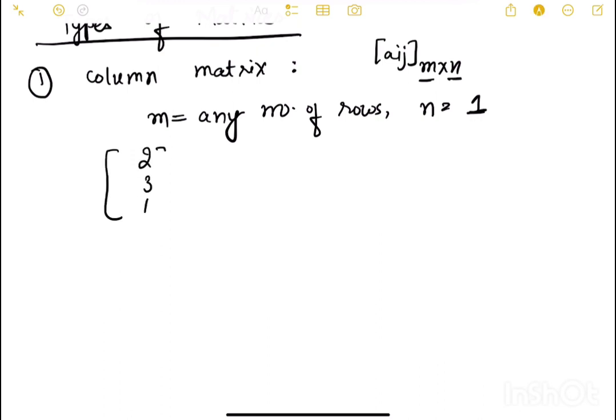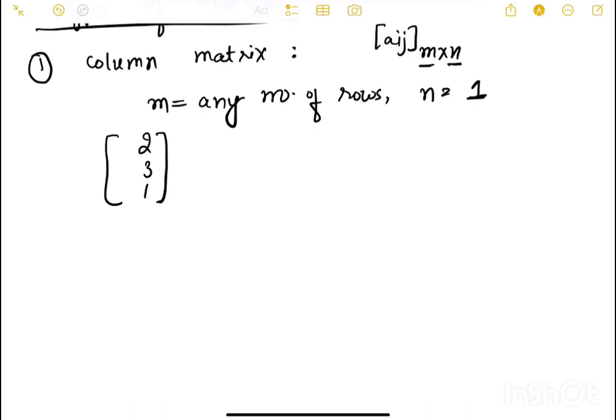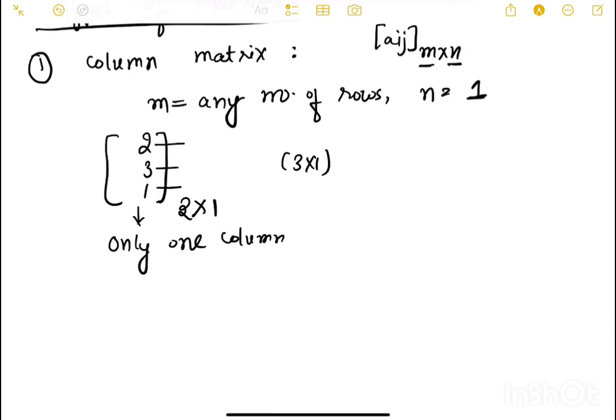2, 3, 1. Now just understand it yourself and write the order of this matrix. What is the order? We have 1, 2, 3 rows, multiplied by how many columns? Only 1 column. So what is the order? 3 cross 1. So in a column matrix we just have a single column, right?